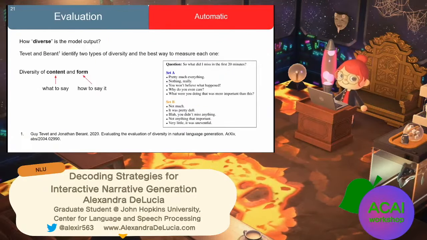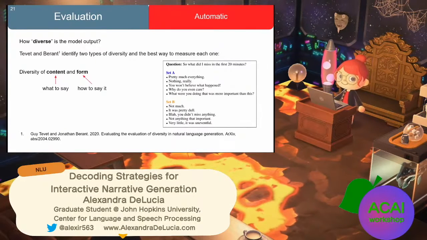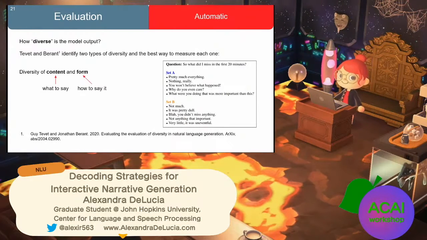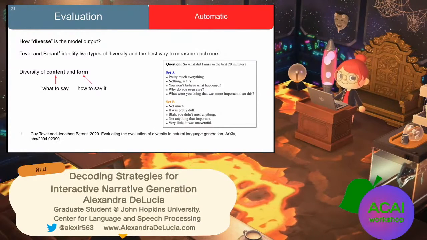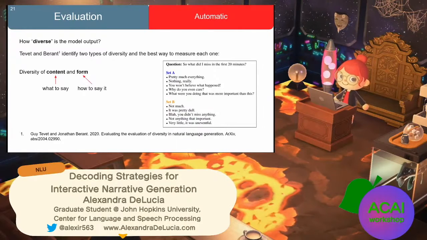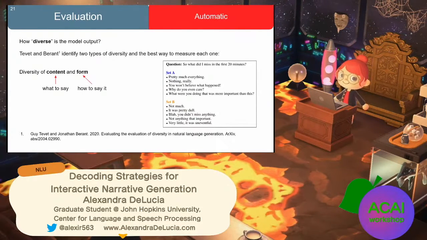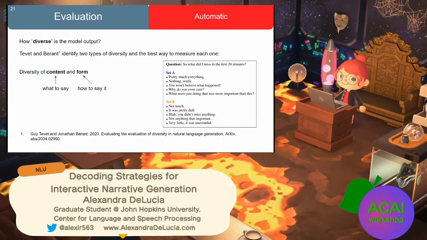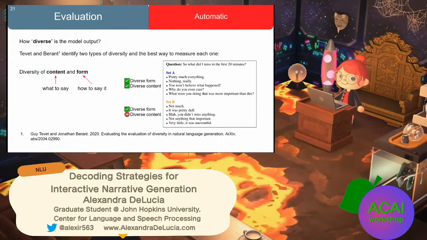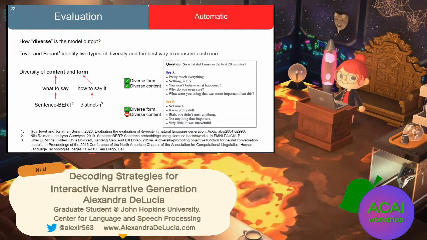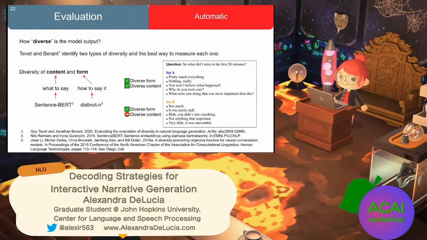So the goal is to measure the effect of decoding parameters on narrative diversity. According to Tevet and Berant, there are 2 types of diversity: diversity of content, or what to say, and diversity of form, or how to say it. They found that Sentence-BERT is best to measure content diversity, and distinct-N is best to measure form diversity.